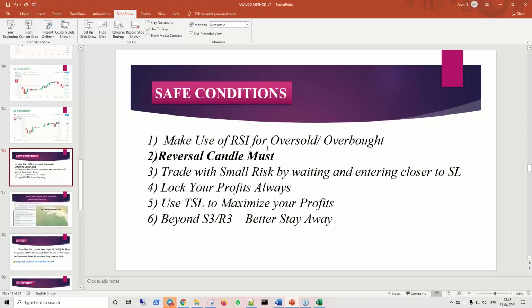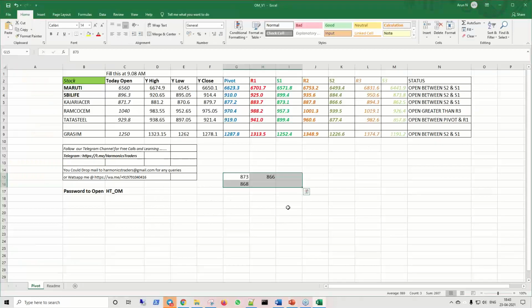And do remember, the reversal candle must always be in the first 15 minutes, and we start our trade only from 9:31. Always trade with a small SL by waiting and entering closer to SL. So this is the condition.